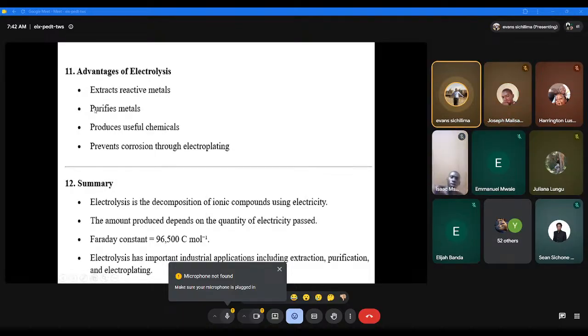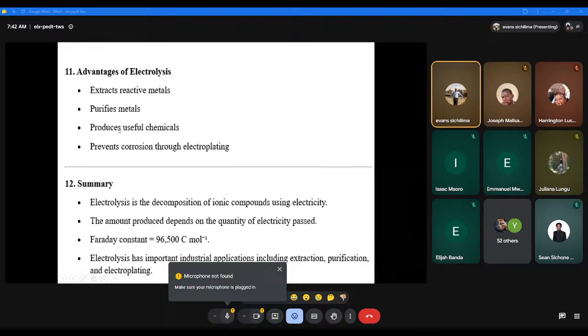Also, purification of metals. What parameters can you adjust to improve the purification of metal in your industry when you go to apply your chemistry there? Also, production of useful chemicals. What other resourceful materials can you use to improve that production? Prevention of corrosion. What materials are vulnerable, and how would you want to protect them using electrolysis, electroplating in this particular case?